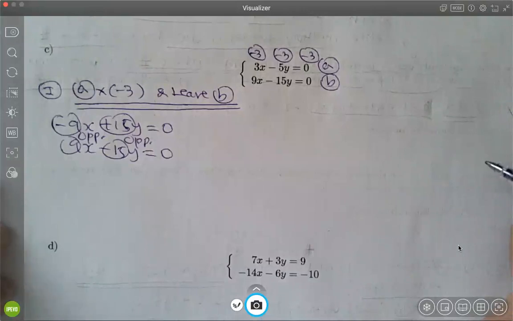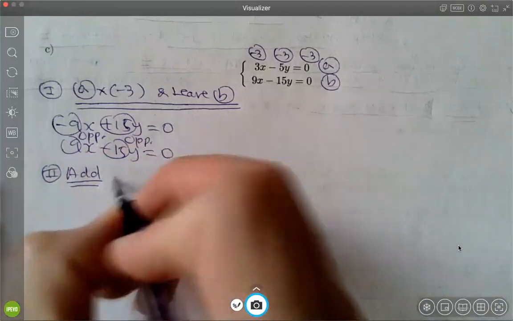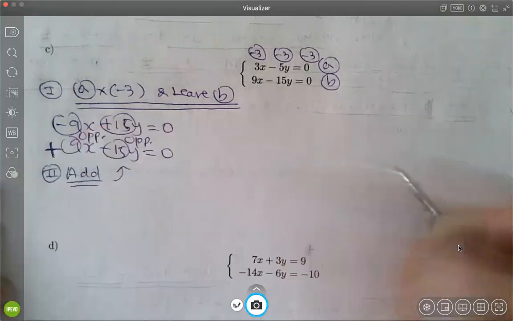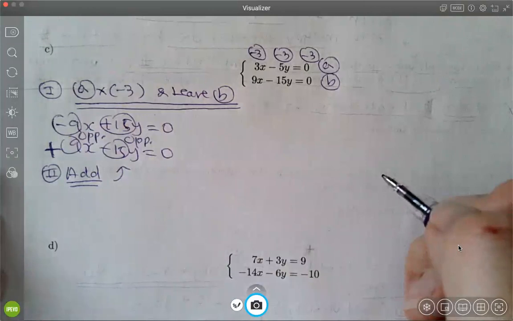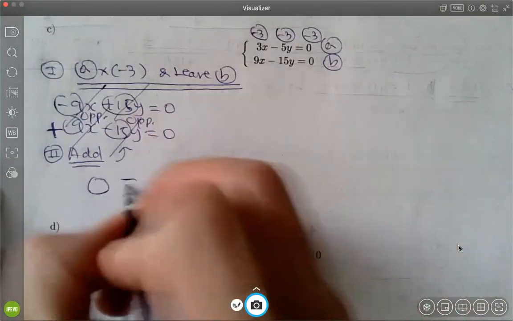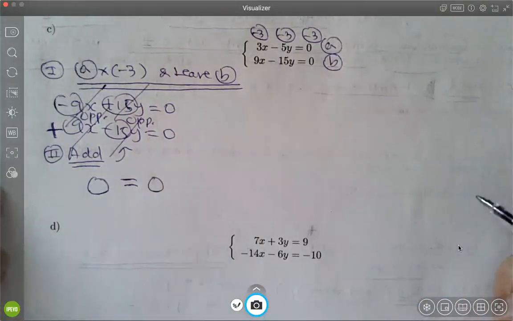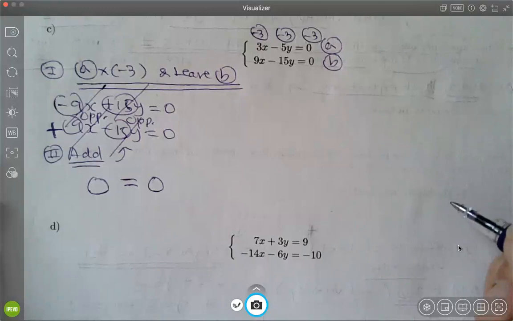Okay, so now when you add vertically, like that, what happens? What is the left-hand side? That, right? Okay, and the right-hand side, 0. Oh, so we have 0 equals 0. What does that mean? Is the answer 0, 0? Yes and no, and you'll see why.